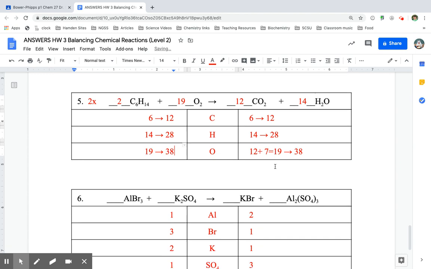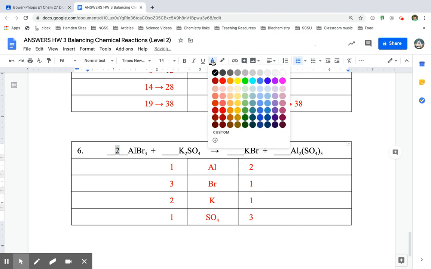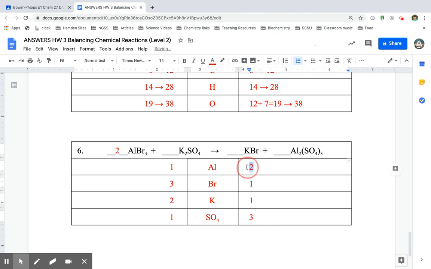All right, moving on. Last one. ALs, BRs, Ks, and SO4s. Nothing's hiding. It's just using the family method. So I'm going to use 2 ALs. To balance a 2 on the right, I need 2 on the left. It switches the ALs to 2s, and it switches the BRs. 2 times 3 gives me 6. I need 6 BRs on the right, so I put a 6 here. Now I have 6 Ks, 6 BRs.